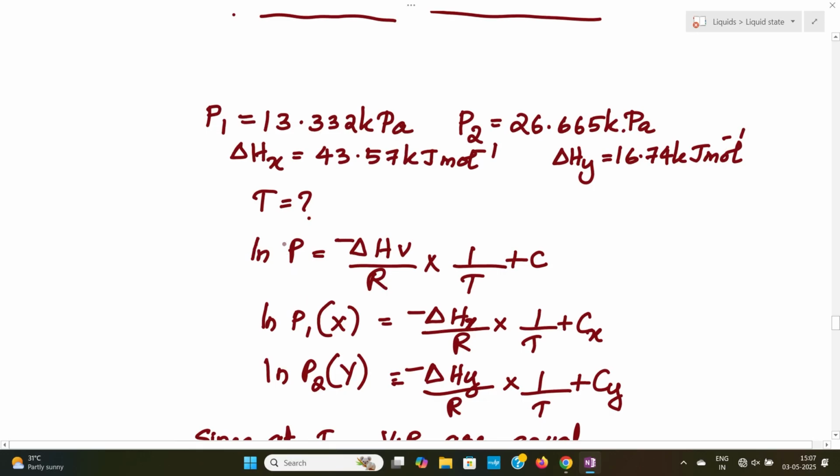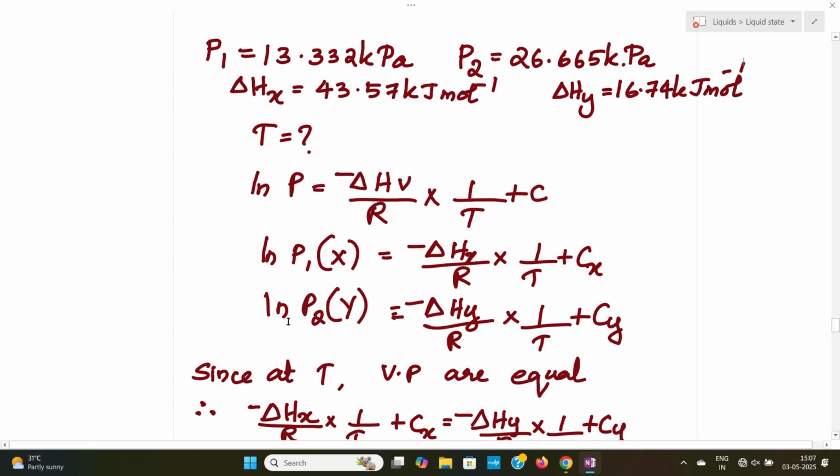We have the equation, that is the Clausius-Clapeyron equation. ln P is equal to minus delta Hv by R into 1 by T plus C. So, we have the two liquids X and Y. For the X, this equation becomes ln P1 is equal to minus delta Hx by R into 1 by T plus Cx. C is the constant. Then for the second liquid, that is for liquid Y, we have ln P2 is equal to minus delta Hy by R into 1 by T plus Cy.